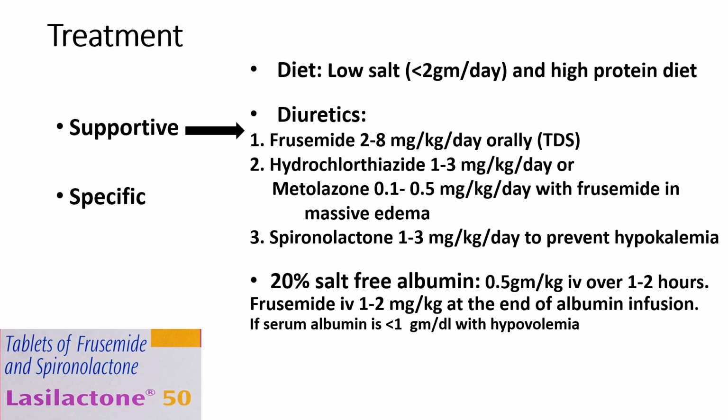We can give 20% salt-free albumin, 0.5 gram per kilogram over a period of 1 to 2 hours, when the child has massive edema due to severe hypoalbuminemia, with albumin level less than 1 gram per dl with hypovolemia. It should be followed by injectable furosemide, 1 to 2 milligram per kilogram, at the end of the albumin infusion. ACE inhibitors, enalapril and ramipril, are indicated in non-minimal nephrotic syndrome.